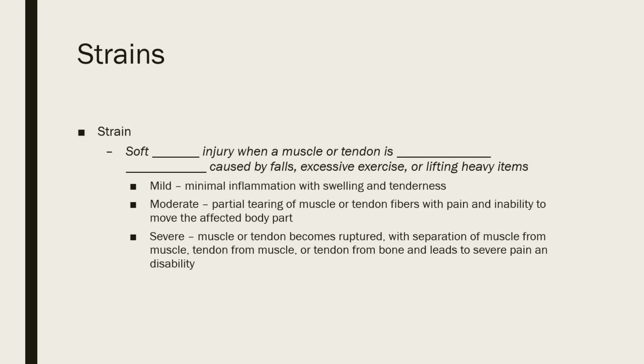A strain is a soft tissue injury that occurs when a muscle or tendon is excessively stretched. Strains can be classified as mild to severe. Mild would mean minimal inflammation or swelling and tenderness. Moderate is partial tearing of the muscle or tendon fibers with pain and an inability to move the affected body part. And then severe is where the muscle or tendon becomes ruptured, with separation of the tendon from muscle or the tendon from bone. And this leads to severe pain and disability.